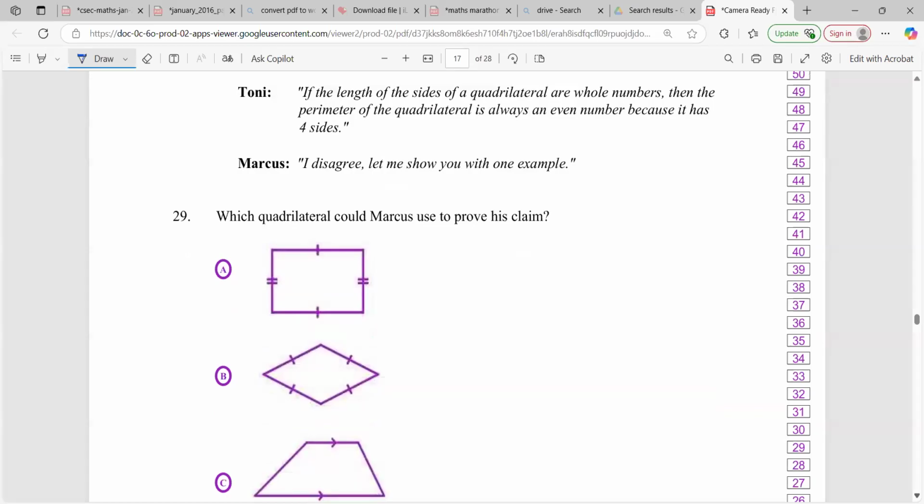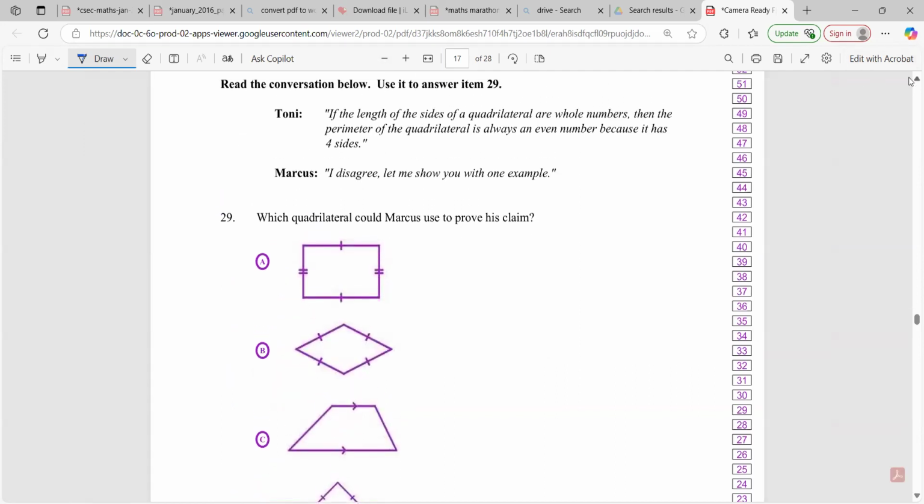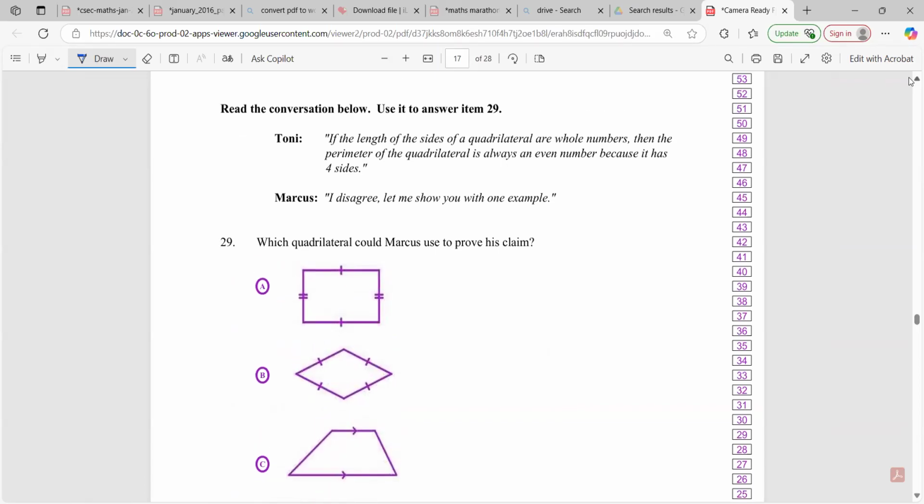All right, this will be the last one for today. Let me shrink it a bit. Read the conversation below. Use it to answer item 29. Tony says, if the lengths of the sides of a quadrilateral are whole numbers, then the perimeter of the quadrilateral is always an even number because it has 4 sides. Marcus says, I disagree. Let me show you one example. Which quadrilateral could Marcus use to prove this claim? Is it A, B, C, or D?